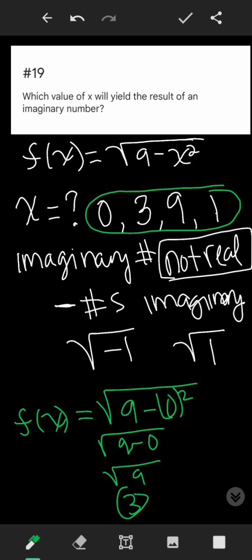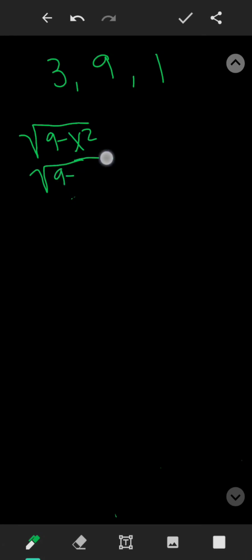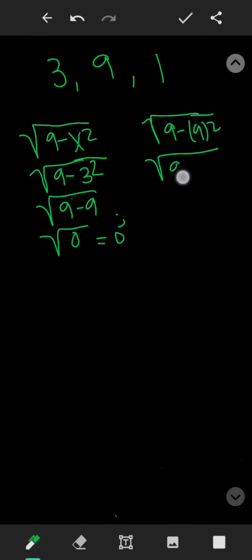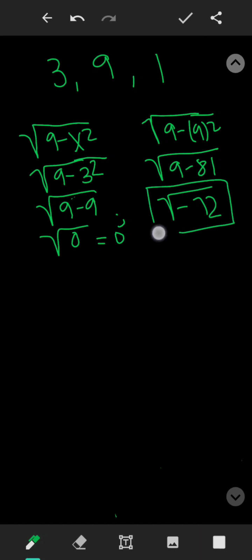The next one, we just need to keep substituting in the rest of the options, 3, 9, and 1. We have the square root of 9 minus x squared, the square root of 9 minus 3 squared, which would be 9 minus 9, which would give me the square root of 0, which is 0. So that is okay. Anything that's positive is going to work. Let's do 9 minus 9 squared. 9 minus 81. I'm already seeing this is not going to work.